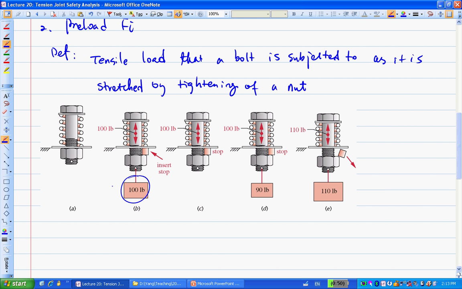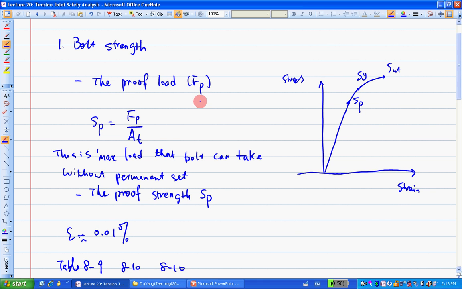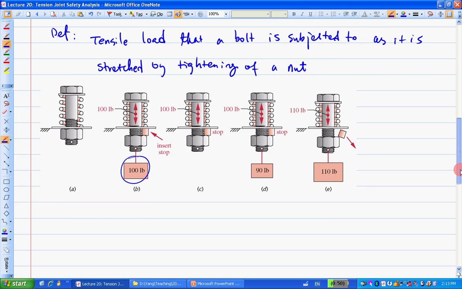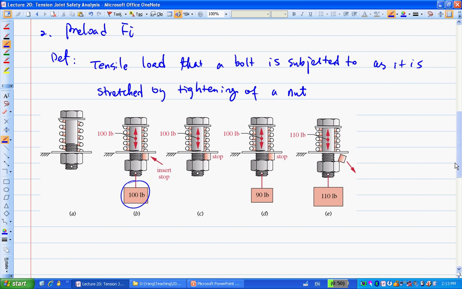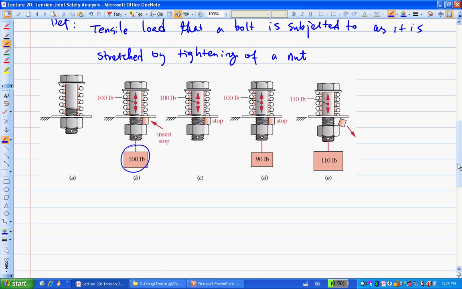Not necessarily saying you want to apply as much preload Fi as possible. You can't do that, because of the proof load. When you have a bolt, you need to consider there is a proof load, which is the maximum load the bolt can take without permanent set. So there are two considerations here. You need to apply a proper preload, but at the same time you don't want to stress the bolt too much. So what should we apply as the proper preload then?